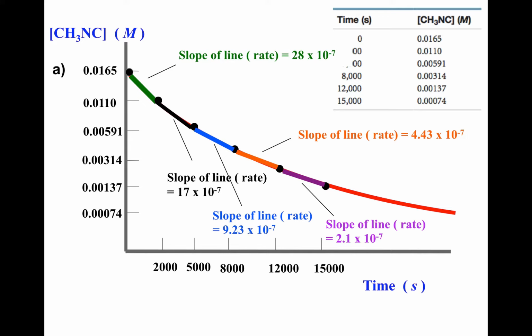So slope of the line is the same thing as the rate when you plot concentration versus time. So we can see that, hey, as the concentration of this compound goes down, the rate's getting slower. So the concentration of this compound has an effect on the rate of reaction.